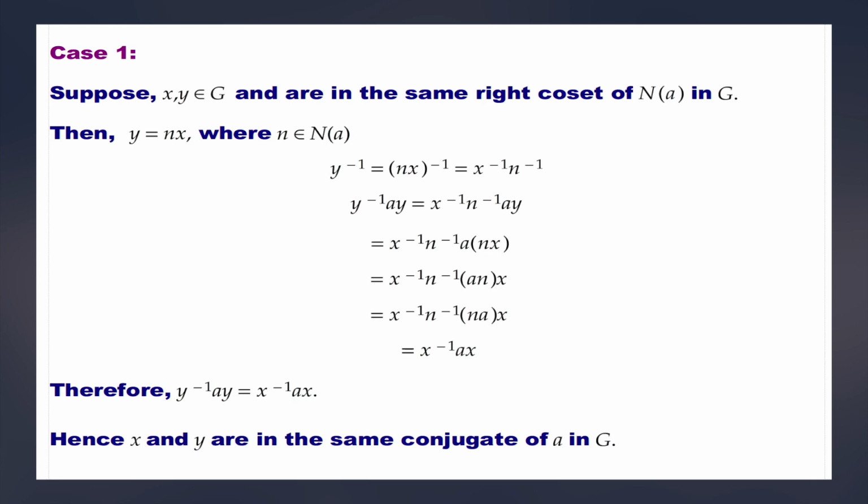So, x inverse n inverse A nx, because y = nx, equals x inverse n inverse A n x by the associative law, which equals x inverse n inverse times nA times x, since An = nA, which equals x inverse A x. Therefore, y inverse A y = x inverse A x. Hence, x and y are in the same conjugate of A in G.